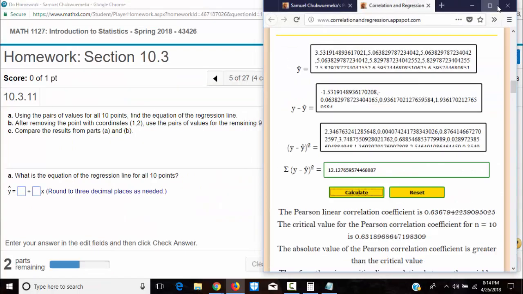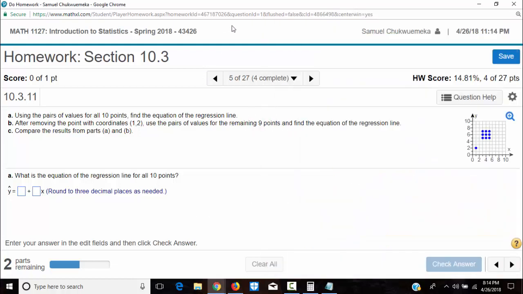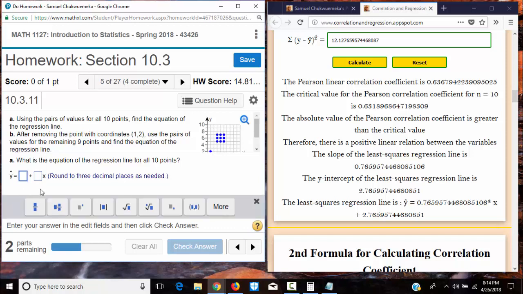So we're gonna look at this now and just put in this. We can make this to be side by side. We now have the y-intercept first to 3 decimal places is 2.766, and then the slope to 3 decimal places as needed is 0.766.